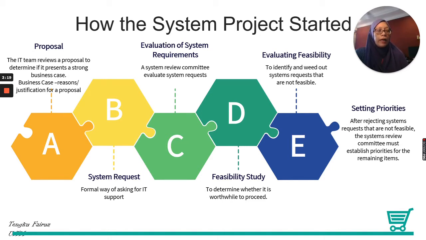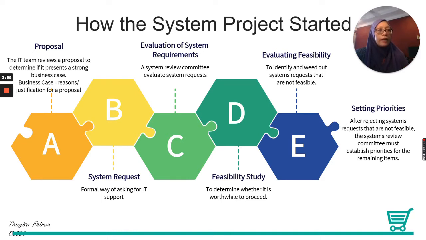Normally the IT team will receive many requests or proposals. From there they will evaluate which projects are more feasible; that is what we call evaluating the feasibility. They identify and reject any system requests that are not feasible, and then they give priority to the projects, deciding which one is more important.